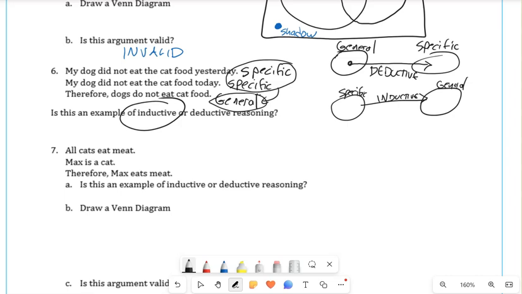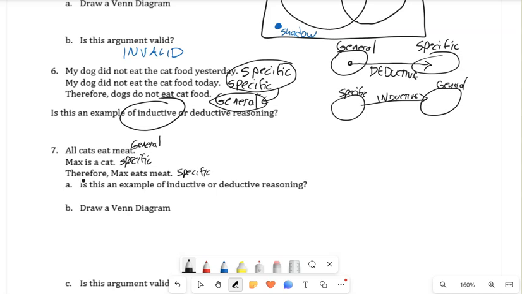Okay, is this an example of inductive or deductive? So all cats eat meat is a general fact. Max is a cat is a specific. And we're trying to get that Max eats meat, which is a specific. So we have general and specific trying to imply specific. This is an example of something general along with a specific going to specific. This is deductive.